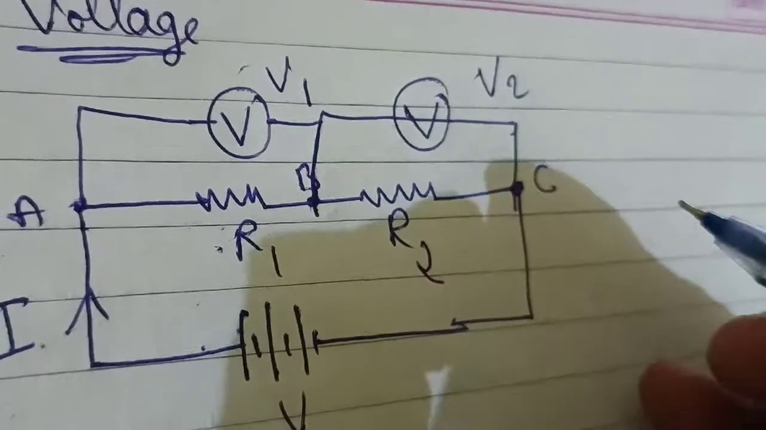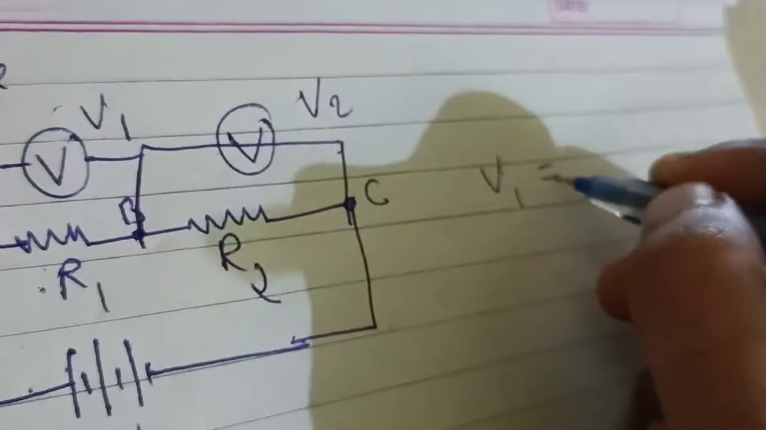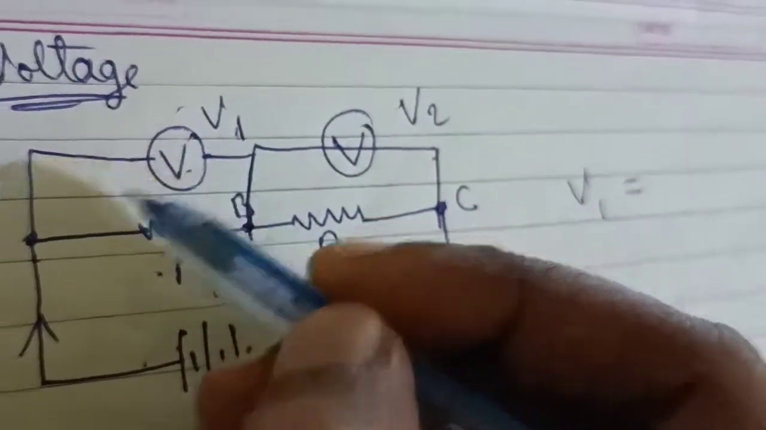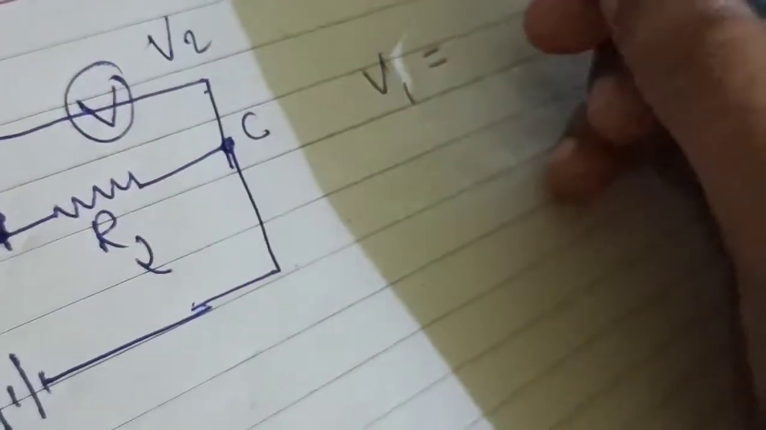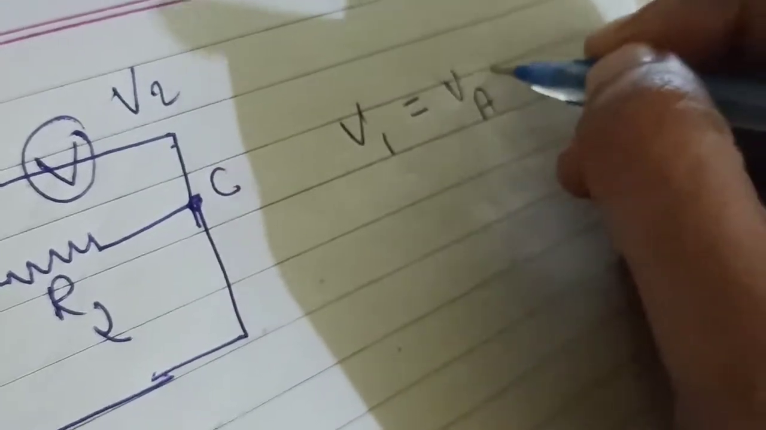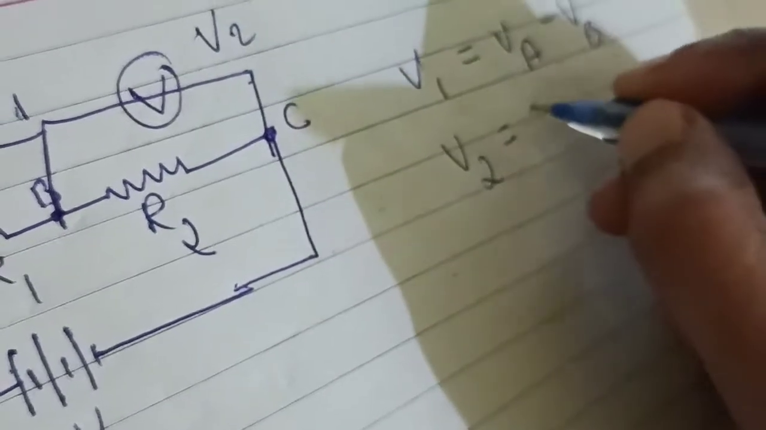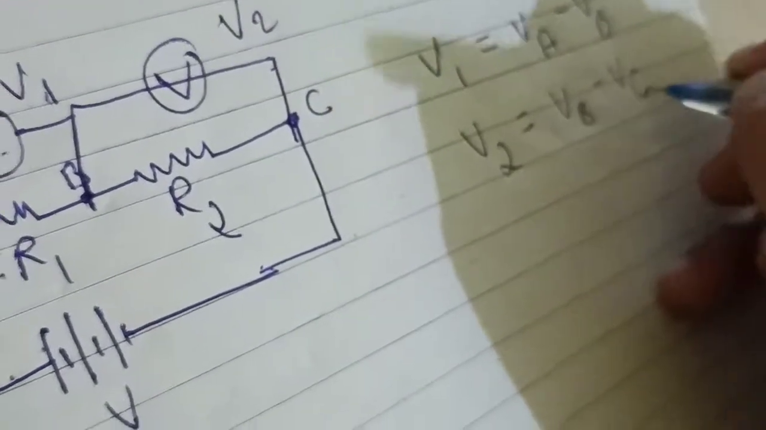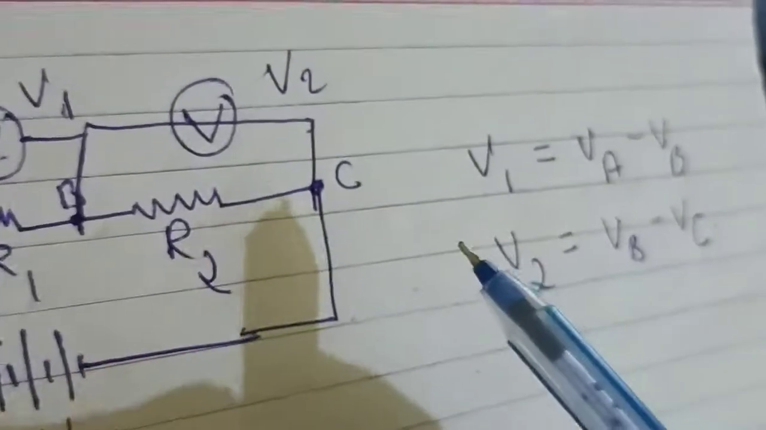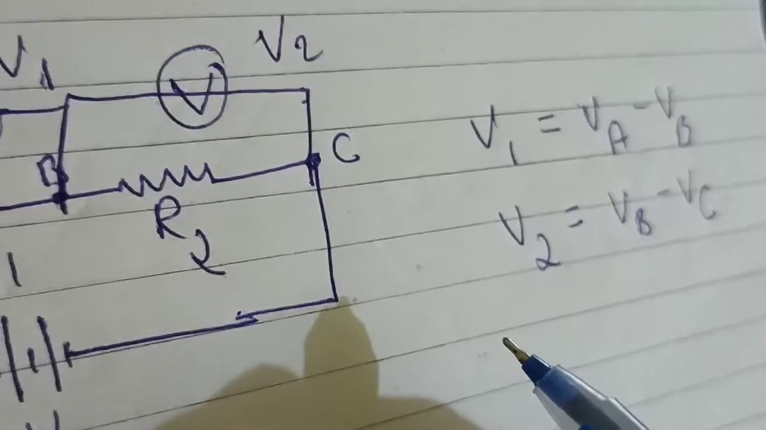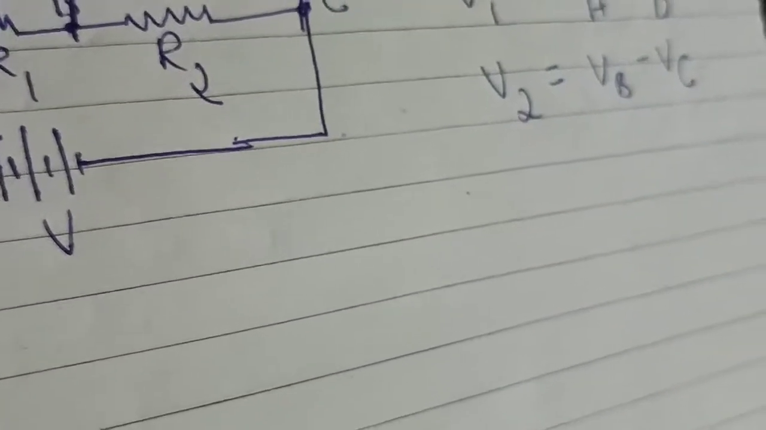Now how will I write this? You can write V1 is equal to VA minus VB. How to write V2? VB minus VC. Now you have written this, isn't it? So what is potential difference, students? Potential difference is the difference in potential between 2 points, isn't it?